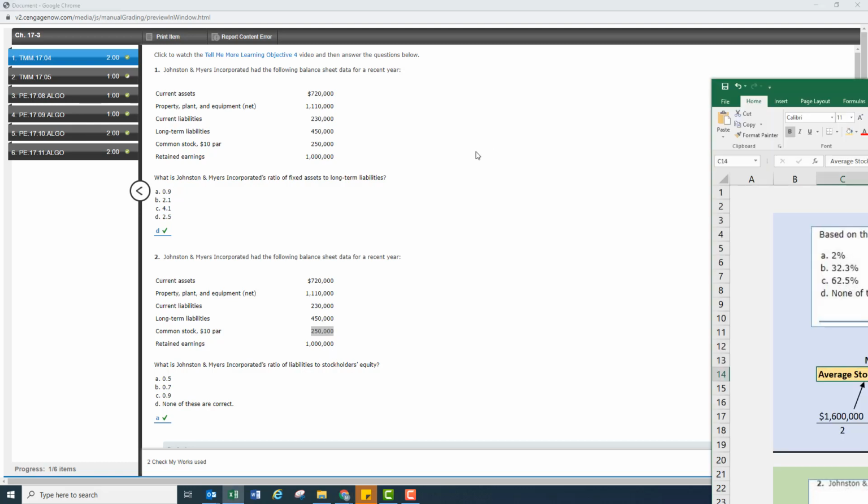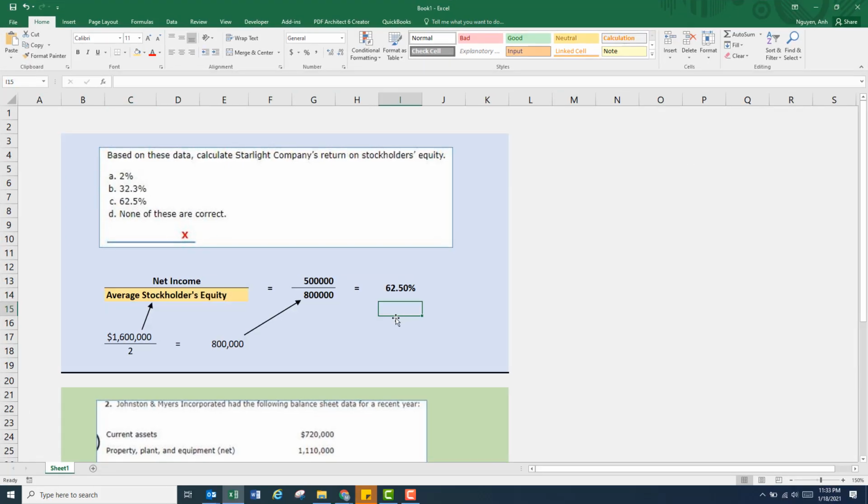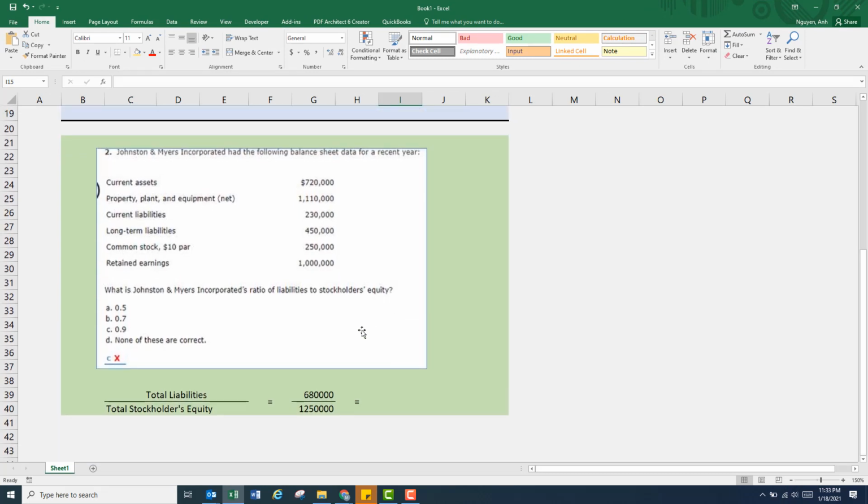And you just plug into the formula. Here you see in the green section, total liabilities 680,000. That's these two numbers added up. Divide by total stockholders' equity, 1.25 million, or 1,250,000. And what does that come out to? Take this, divide by this. It's 0.544. So it looks like your answer is A when you round it, okay?